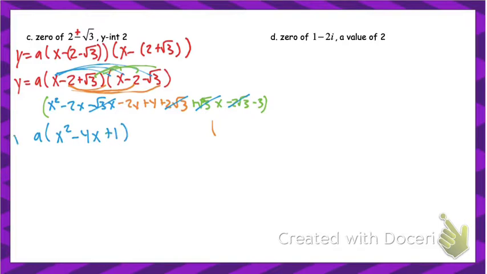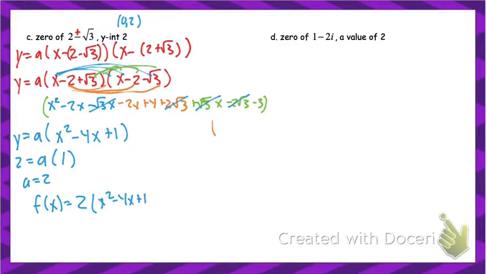The last thing I need to do is just solve for that a value. Well, if the y-intercept is 2, that means that (0, 2) is a point on this graph. So if I plug in 0 for x, then I'm going to get 2 for y. Well, 0 minus 0 plus 1 is just 1, so I get that a is equal to 2. So that means that this equation would be 2 times (x squared minus 4x plus 1). And then to write this in standard form, we're going to go ahead and multiply it out. So 2x squared minus 8x plus 2.